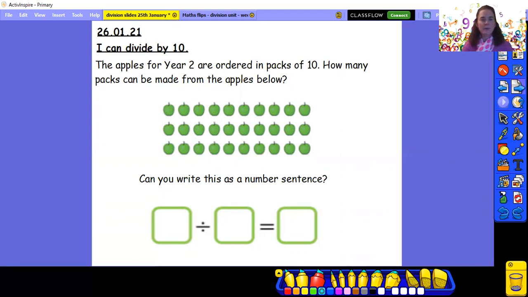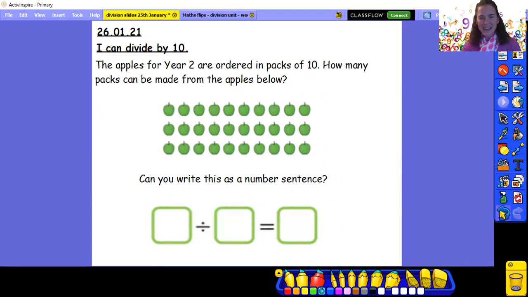So it says, the apples for year 2 are ordered in packs of 10. How many packs can be made from the apples below? So we've got some apples here. And then it says, can you write this as a number sentence? And they've given you the number sentence structure here without the numbers in it. So you know it's a division, and we know we've got an equal sign here. So you need to write the division number sentence to match your answer. Okay, so pop me on pause and then come back to me when you've had a chance to have a go at that. I'll see you in a minute.